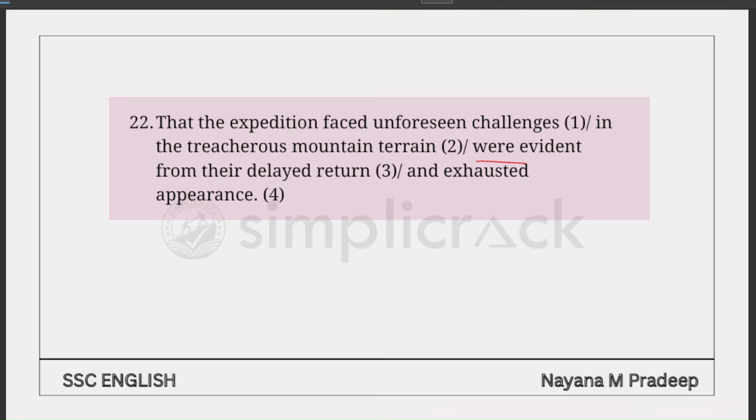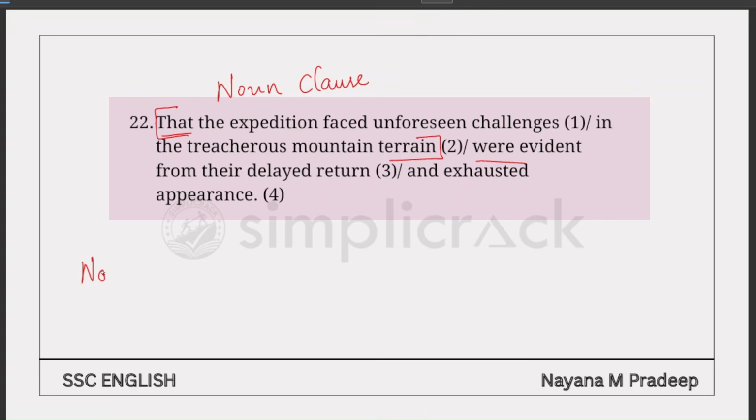Do you know which is the subject here? That the expedition faced unforeseen challenges in the treacherous mountain terrain. Which is the subject here? Is it challenges? Is it mountain terrain? Is it expedition? The subject is this entire noun clause. The sentence begins with the word that, and all the words that follow together constitute a noun clause.